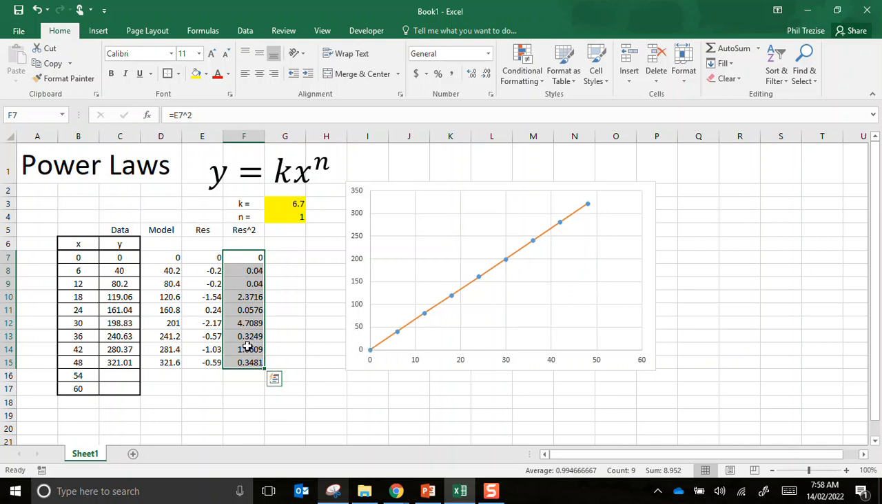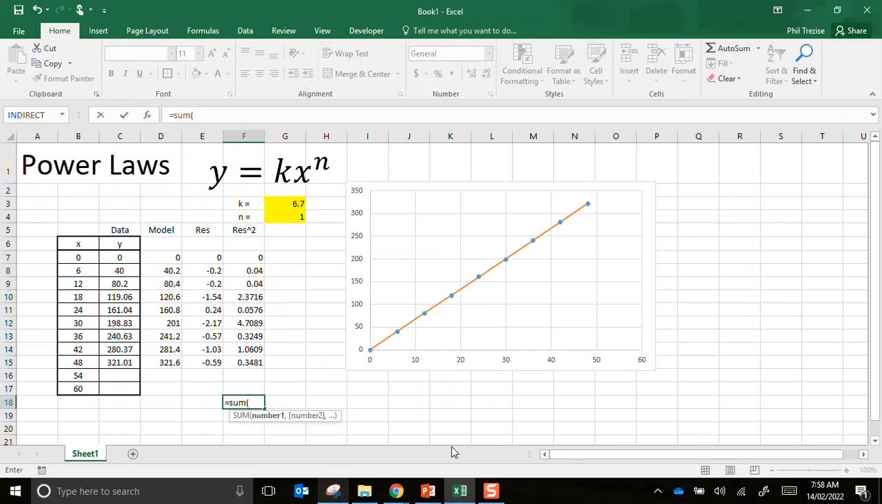That's a measurement of how close the model was. If the model was perfect, the residuals would be 0, and the squared residuals would be 0. So let's do the sum of all of these residuals. Now, sorry, I should have said the squared residuals. So that's the sum of the squared residuals. That number there, 8.95, that's an indicator of how good our model is. The better our model, the smaller that number.